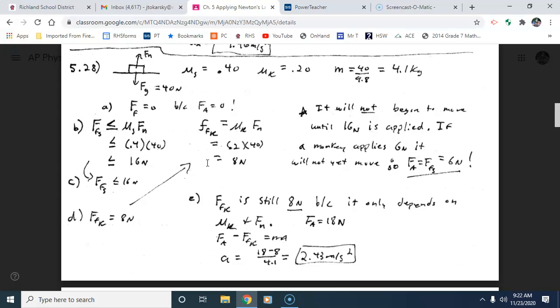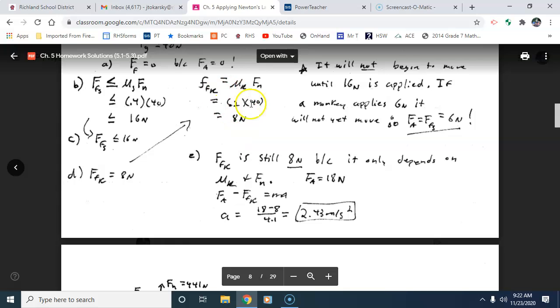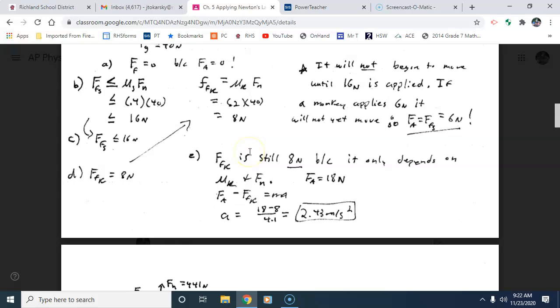And then finally, part E, if the monkey applies a horizontal force of 18 newtons, what is the magnitude of the frictional force, and what is the box acceleration? All right, so the frictional force, this is always an equality, right? It's still sliding, even when I push hard enough to accelerate it, right? So that doesn't change the fact that this isn't 8 newtons, it still is, okay?